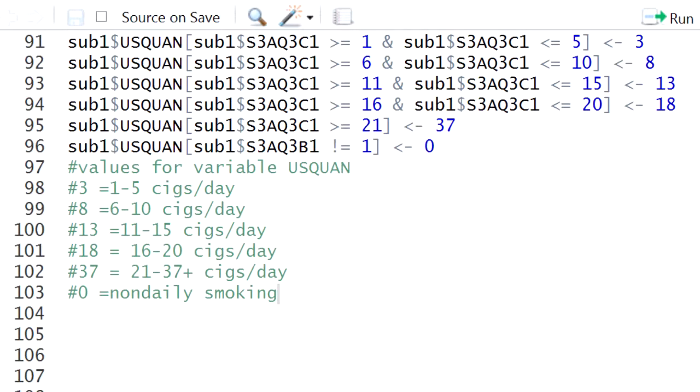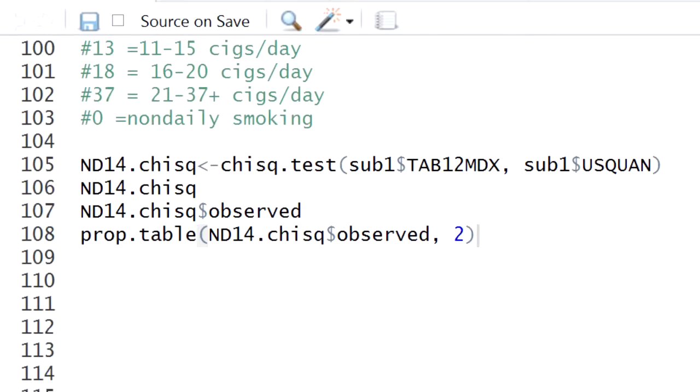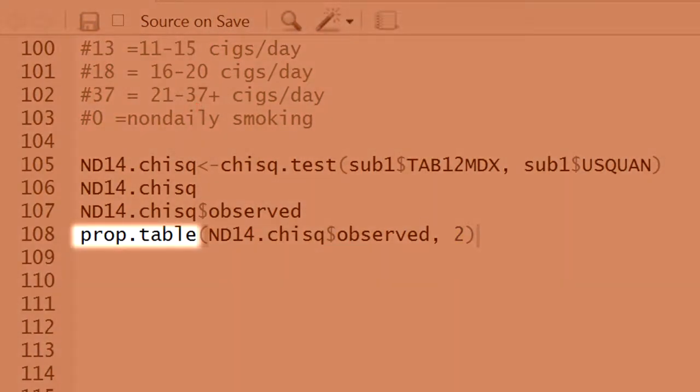Now we're going to request a chi-square test of independence, examining the association between nicotine dependence in the past 12 months and this new smoking variable called USQUAN. We're calling our new workspace object in which we're going to store the results of the chi-square test nd14.chisq. And remember, the function prop.table is given a table as its first argument and then the number 2 as its second argument to indicate that you want to obtain column percentages.